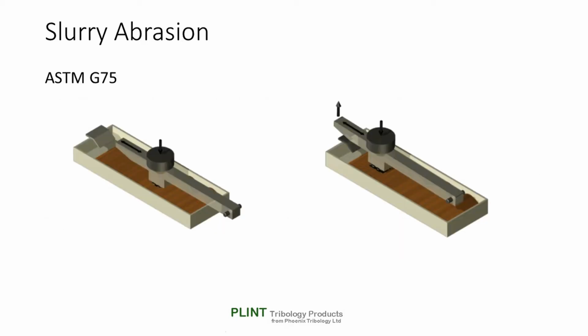ASTM G75 is a reciprocating test in which a deadweight loaded specimen is moved against a bed of abrasive slurry contained in a tray, with the specimen lifted out of contact at the end of the stroke. This allows the slurry bed to reform before the next sliding stroke. Attention may be required to ensure consistent mixing of the slurry as the test proceeds.